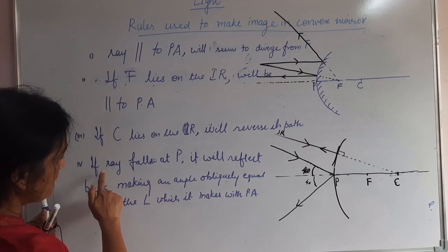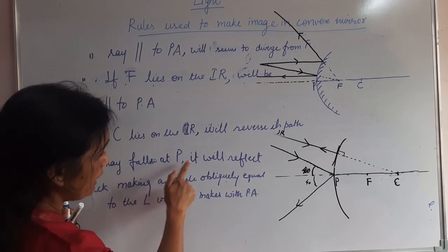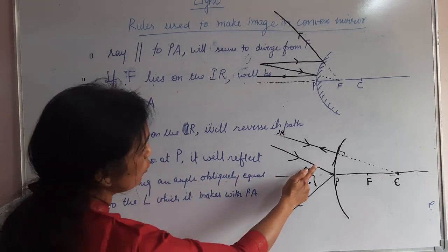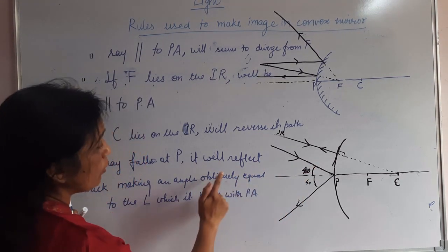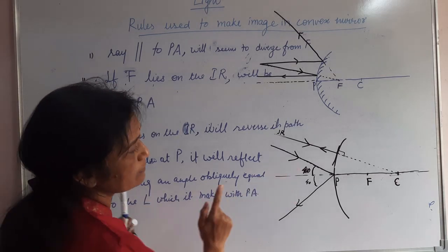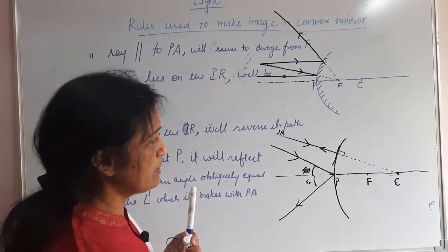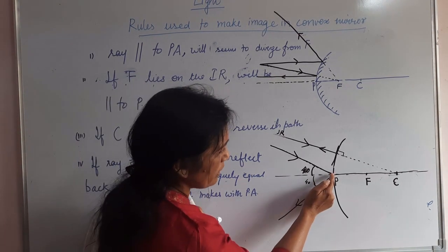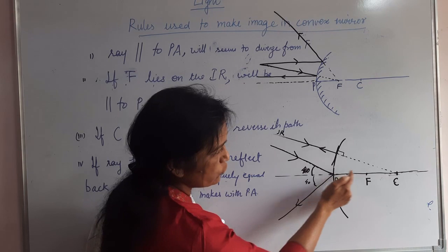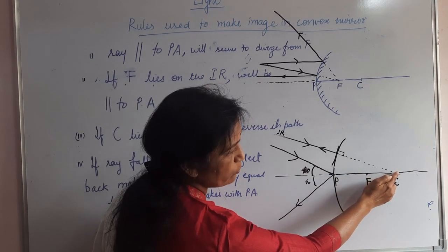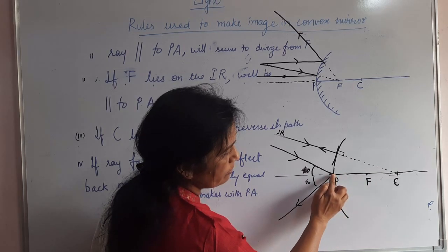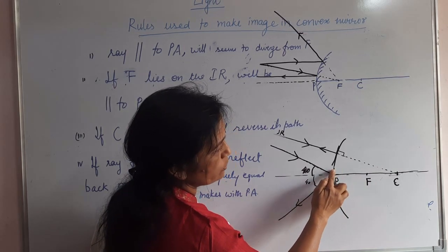So again let's see, if a ray falls at point P, it will reflect back making an angle obliquely equal to the angle which it makes with the principal axis. Why this happens? See this. This is a point on a mirror which I have joined to C, and we know that any line which joins C to any point on a mirror is perpendicular at that point. So this is perpendicular.